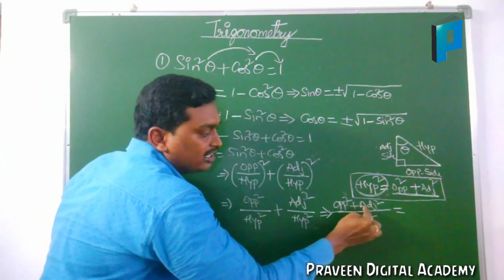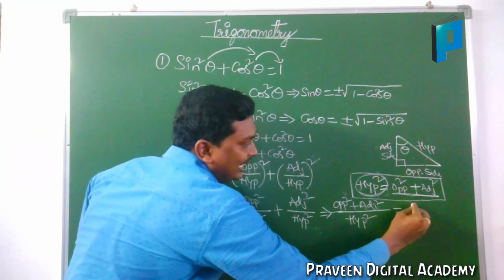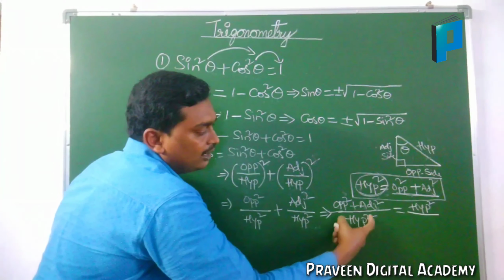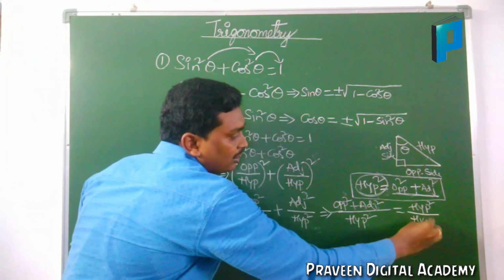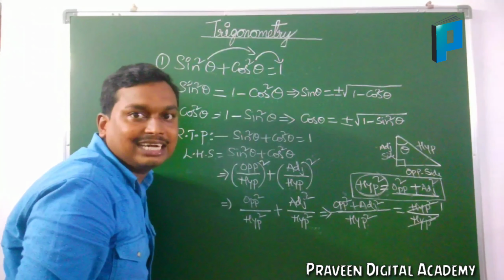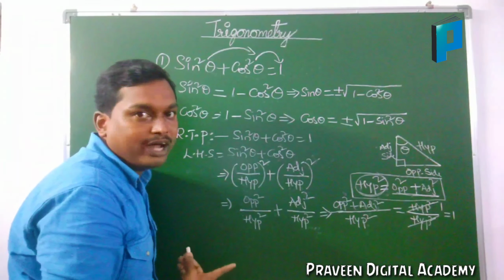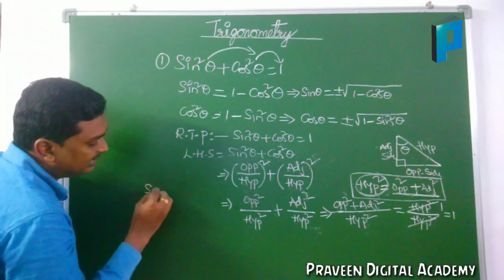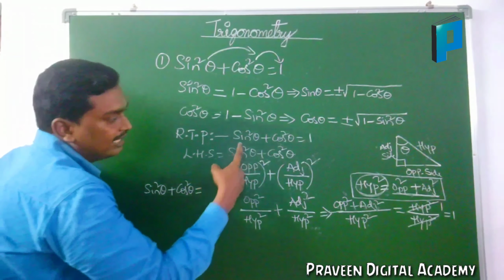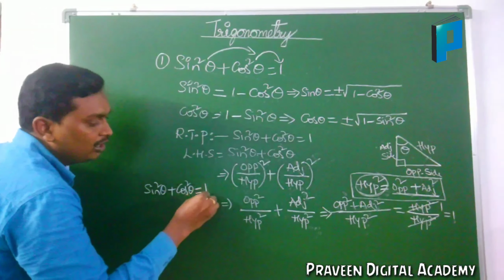So in the place of opposite square plus adjacent square, from the Pythagoras theorem, we can write hypotenuse square by, in the denominator also hypotenuse square. So hypotenuse square both get cancelled and we get 1. What is the answer we are having here? 1. So sin square theta plus cos square theta, we solved totally, and the last answer we got is 1.